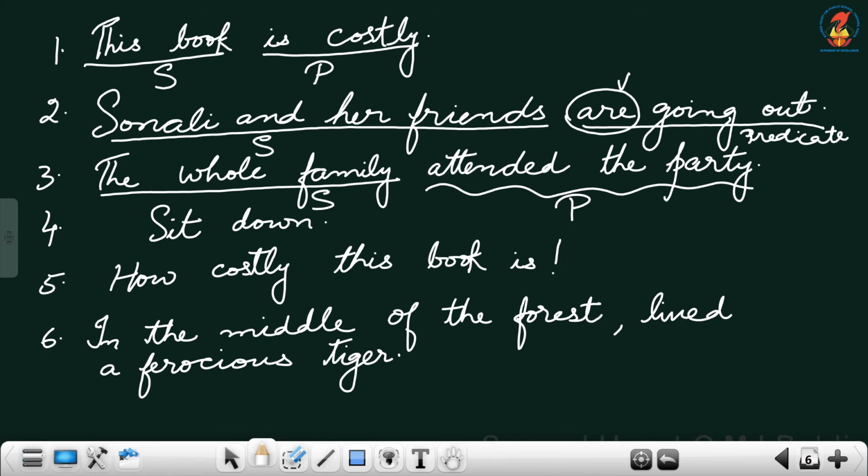What type of sentence is it? An order. So here one word is missing. What is that? You assume the word is you. You have to add the word you, and that is the subject. Sit down is the predicate.